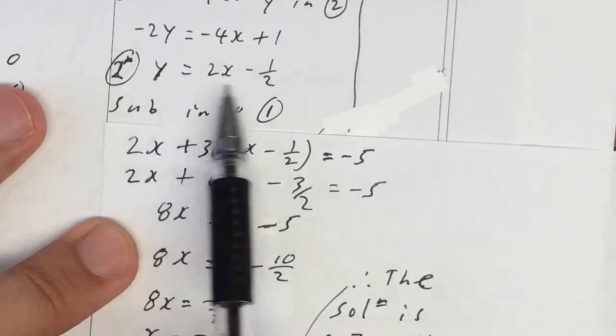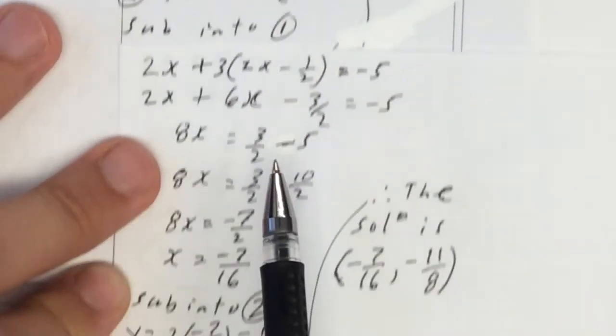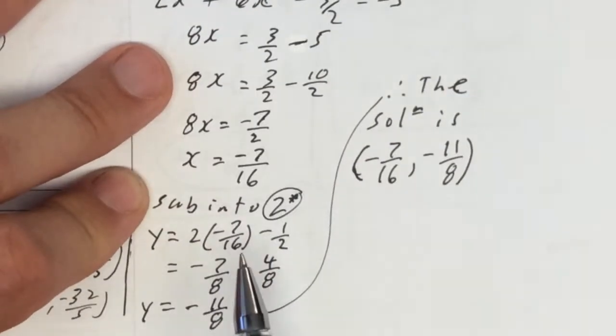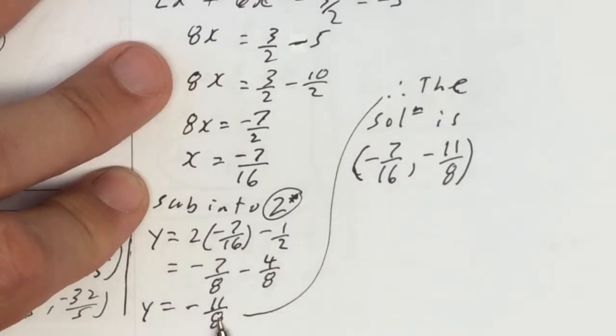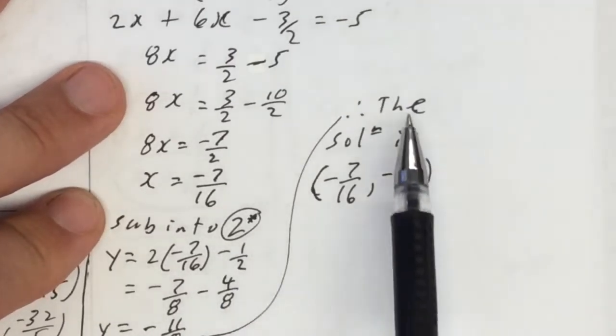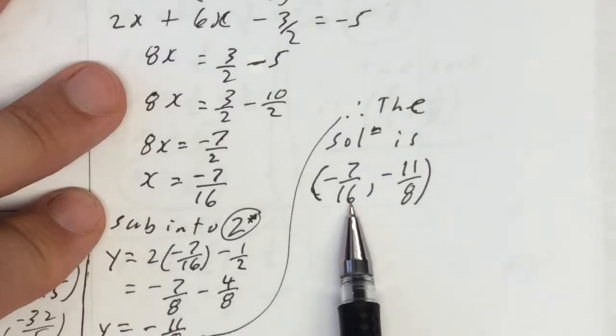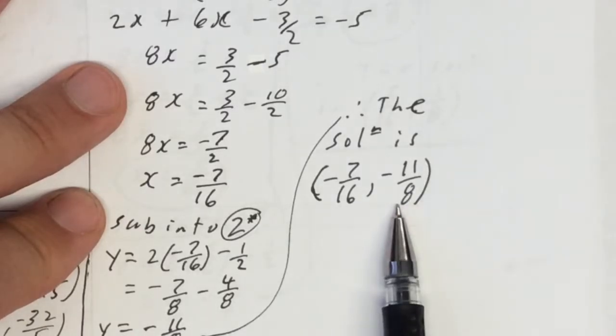It's your expression for y. Sub the x into that. And you can now solve for the y coordinate, which you get is negative 11 over 8. Okay? And the solution is then negative 7 over 16, negative 11 over 8.